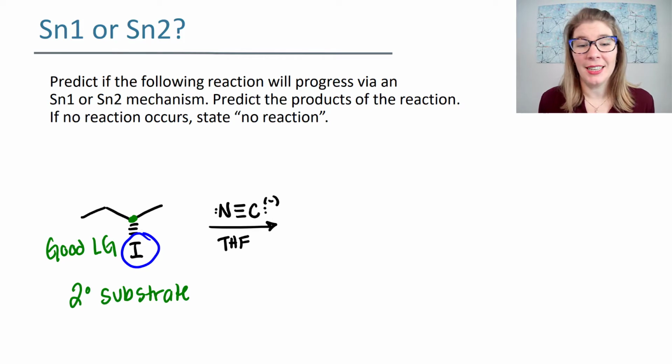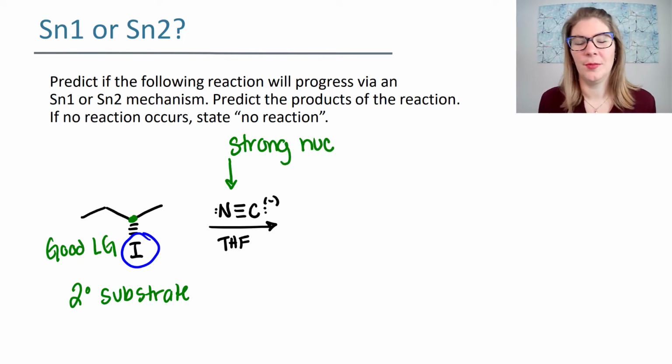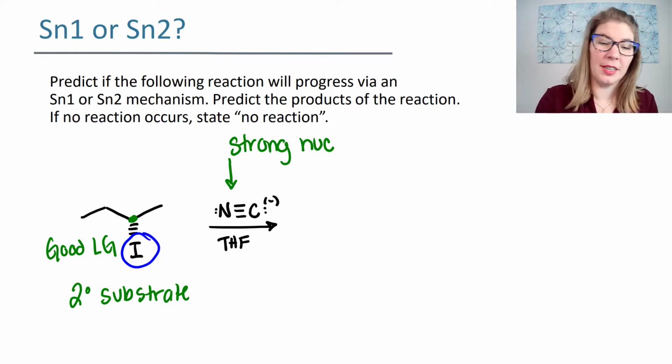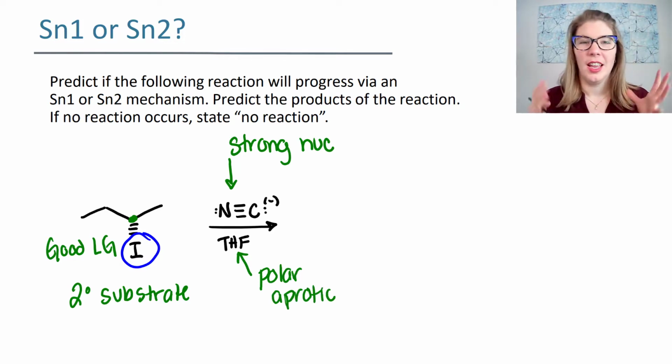Your CN-, if we go back to our table of strong nucleophiles and weak nucleophiles, this one's a strong one. I'm going to abbreviate nucleophile as NUC. For THF, this is a polar aprotic solvent. Now that we've labeled all of these, let's figure out what the mechanism is going to be.